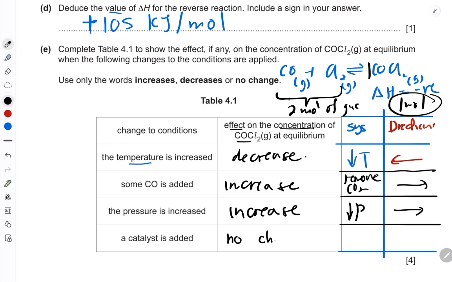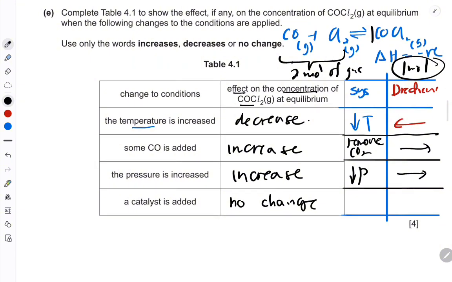Now, if a catalyst is added, of course, position of equilibrium will not be affected. No change. But don't forget, a catalyst, what will it do? It'll cause the equilibrium to be reached in a much shorter time, because both the forward and backward directions will increase to the same extent.